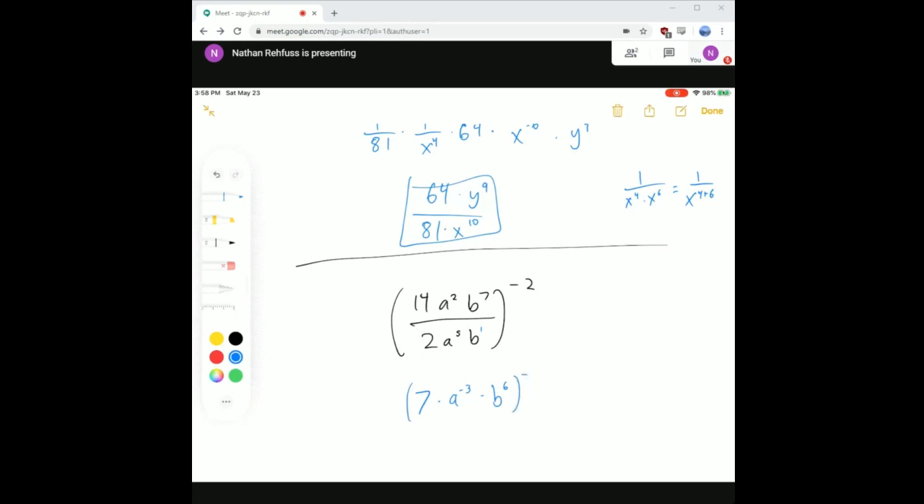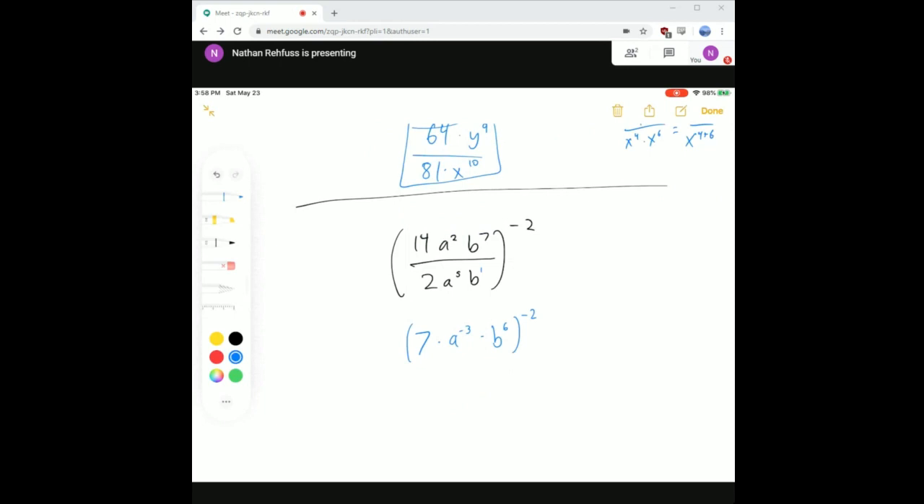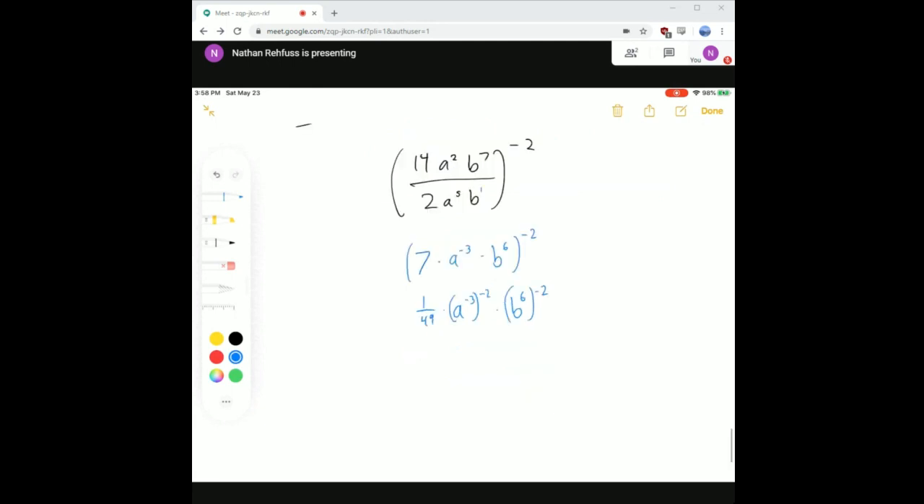This whole thing goes to the power of negative 2, so I'll take each thing to the power of negative 2. 7 squared is 49, so 7 to the negative 2 is 1 over 49. This is a to the negative 3 to the power of negative 2. This is b to the 6 to the power of negative 2. And if you remember your nested exponents property, you don't even have to write that step. We can use the nesting property to go straight to 1 over 49, a to the positive 6. So negative 3 times negative 2 is positive 6. 6 times negative 2 is negative 12.